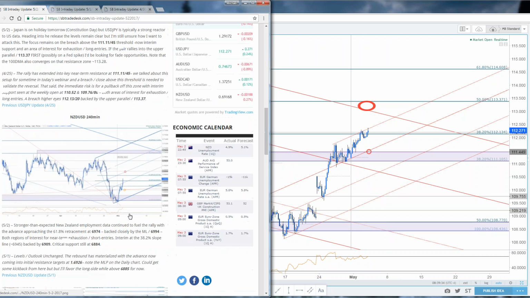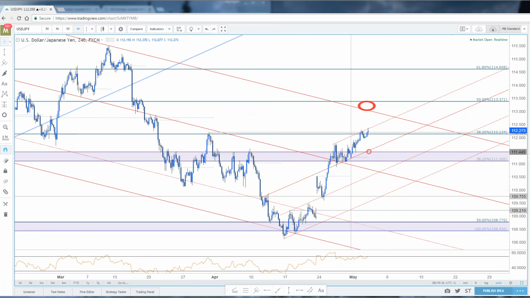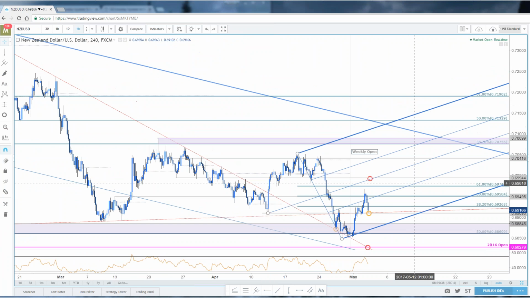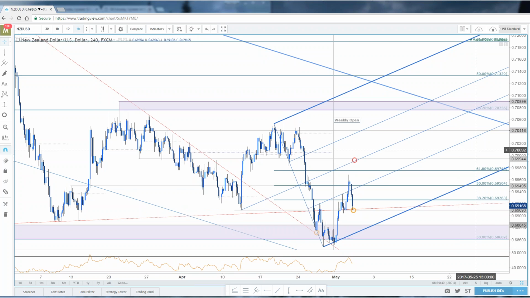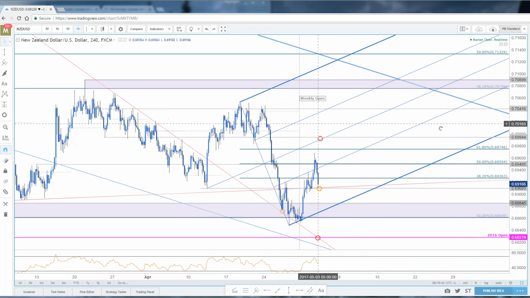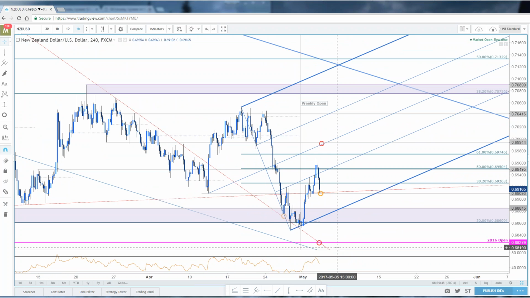Okay, that is dollar yen. Next up on tap, Kiwi dollar. So you got really strong Kiwi dollar data yesterday. Really nice play, actually. It was a very nice fade opportunity. The data was the employment figures, which came out stronger than expected, fueled a topside break.